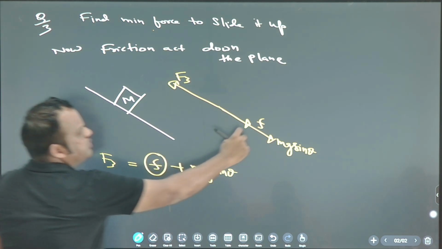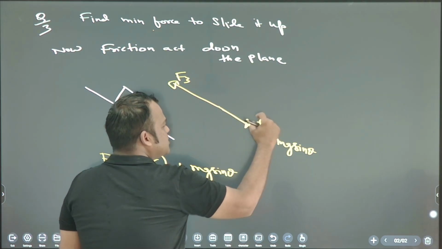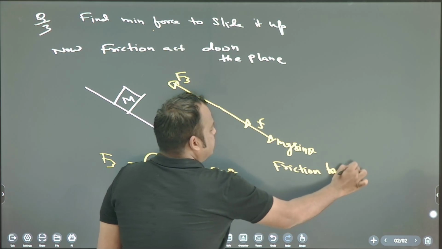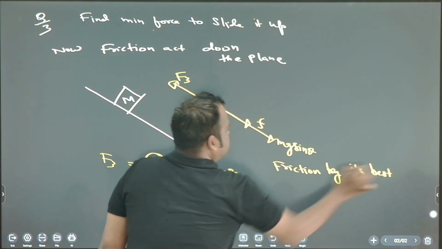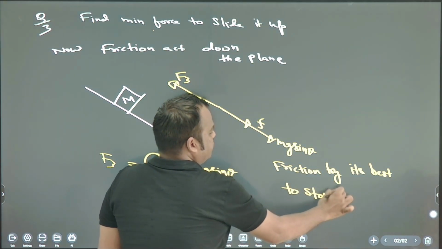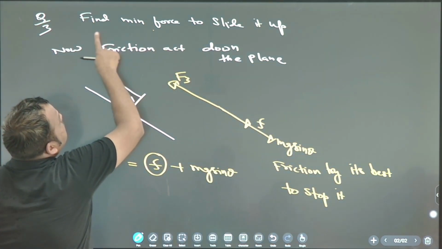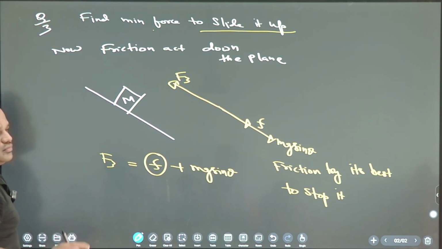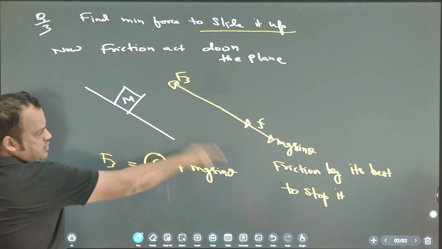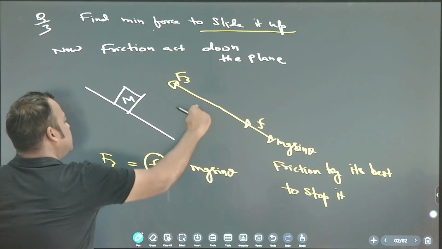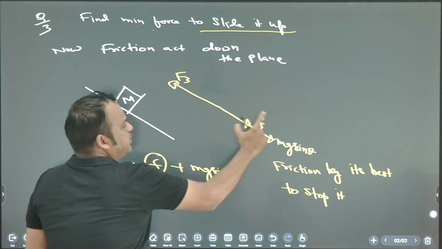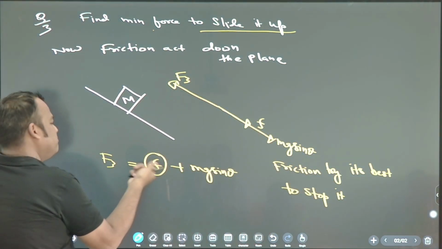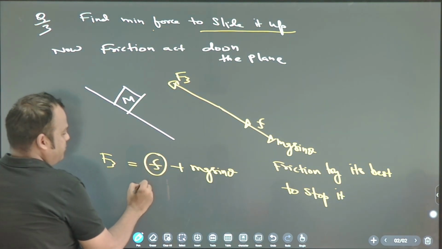Friction will try its best to stop it. I want the block to slide up. So mg sin theta is down, and friction is also down. Friction will try its best. So what is the maximum value of friction? It is acting now. Mu s n, correct, very good.